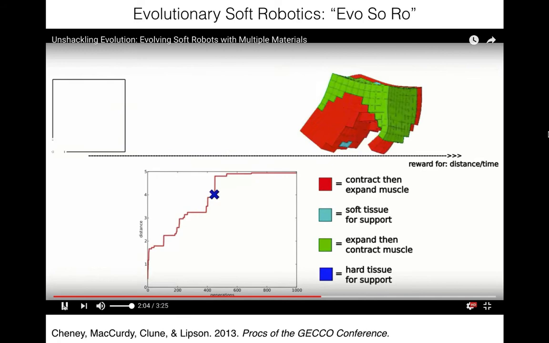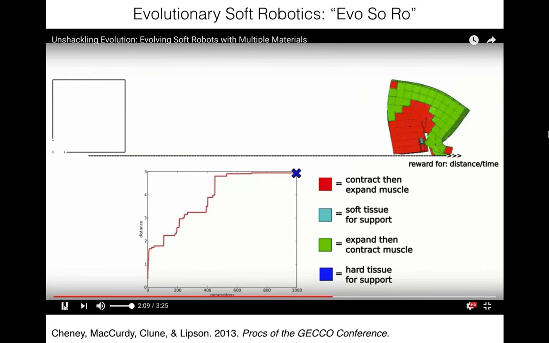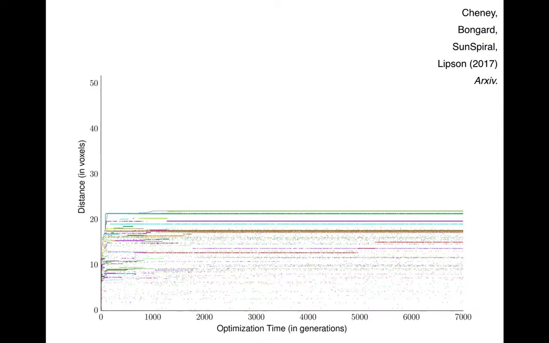This was the first Evo-SoRo paper, the evolution of soft robots. Okay, so I just wanted to start there. Recently, Nick has been working with myself and Hod Lipson on really investigating how to do this well. Turns out, unfortunately, that it often doesn't work very well, and here's an example of it not working so well.